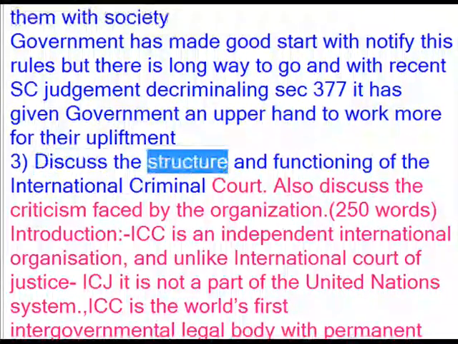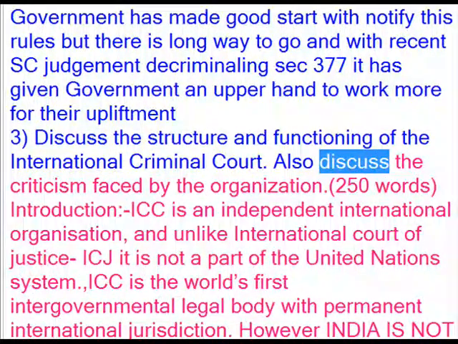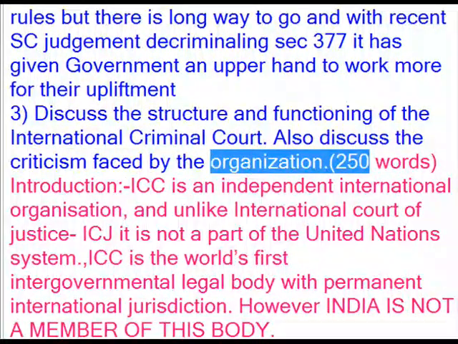3. Discuss the structure and functioning of the International Criminal Court. Also discuss the criticism faced by the organization.